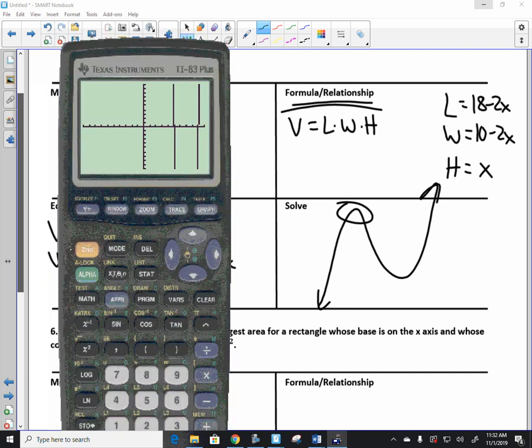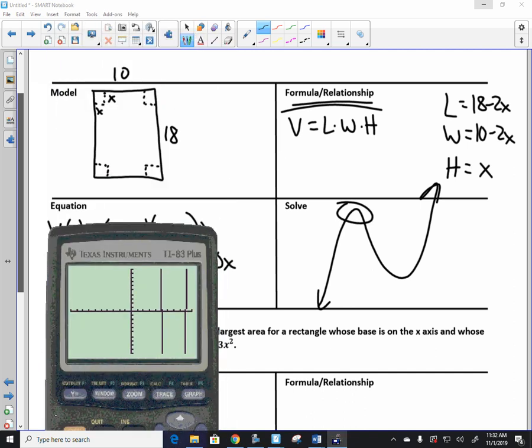But let's think about the y value. Carson, how much do you want to cut off? Give me a number. 3. Carson wants to cut off 3. If Carson cuts off 3, what's going to be the width? 4. What's going to be the length? 12. So the volume would be 12 times 4 times 3, which is 144. So our volume is not in the tens. It's not in the thousands. It's most likely in the hundreds.